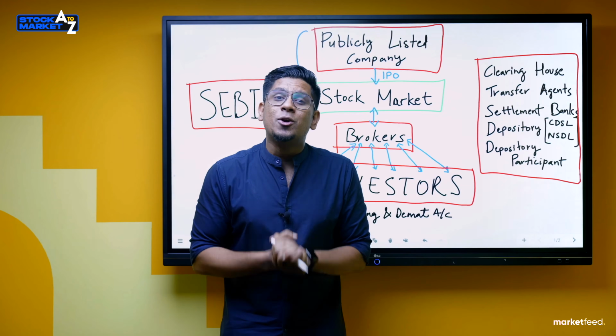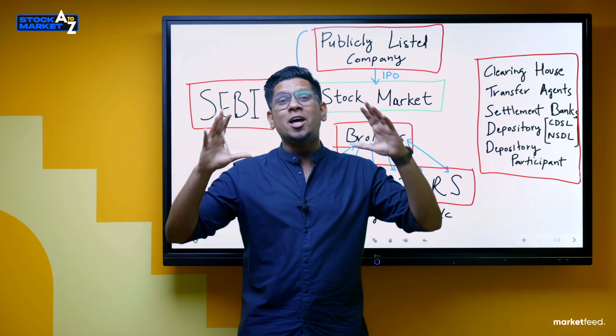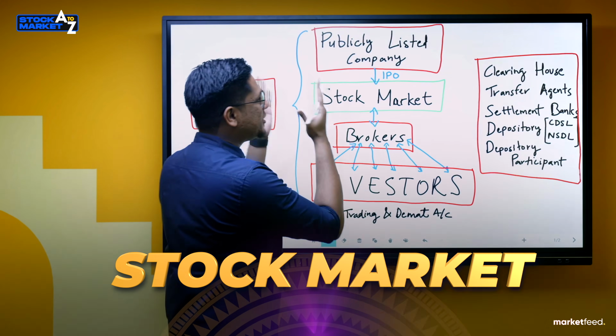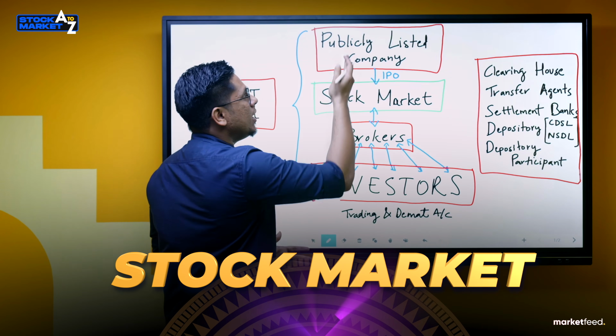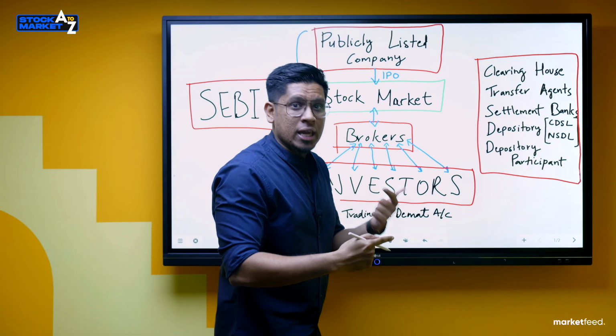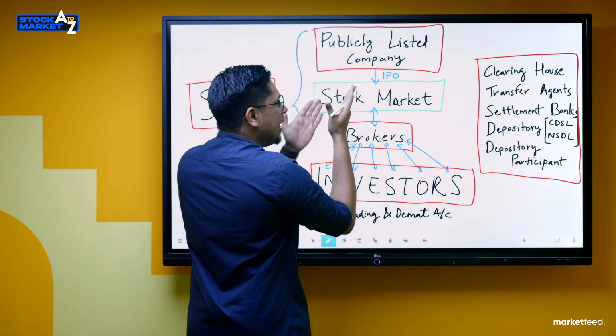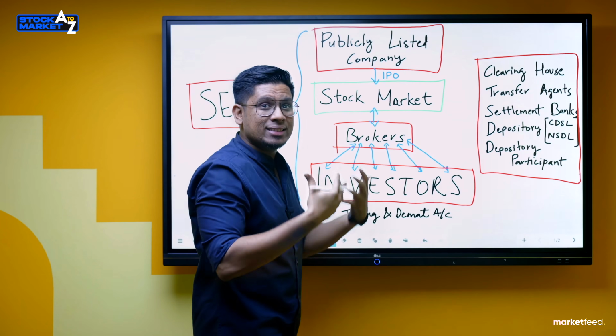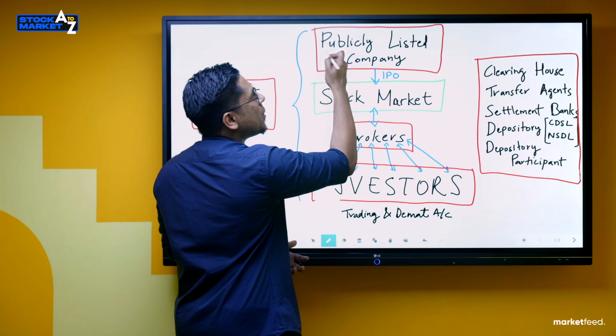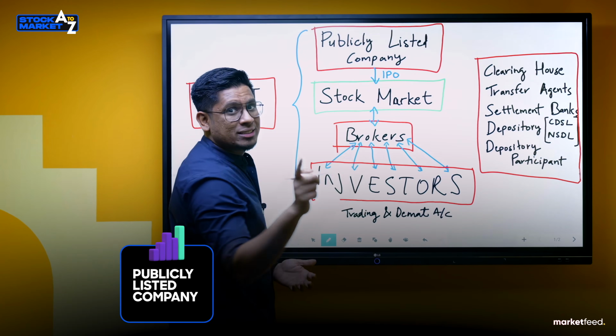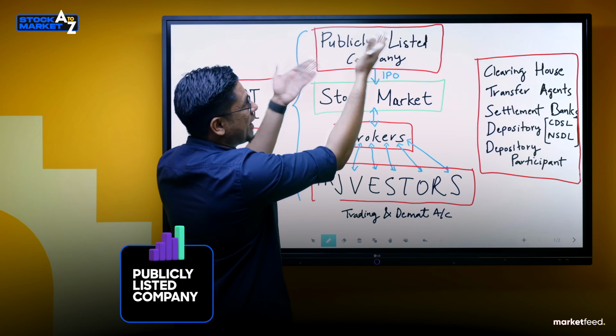So what does he do? Then he hears about the amazing world of the stock market. He hears that if he converts his company into a public limited company, and if he lists his company in the stock market, then, when he lists his company in the stock market, it's called a publicly listed company. We started the story for explaining this, right?